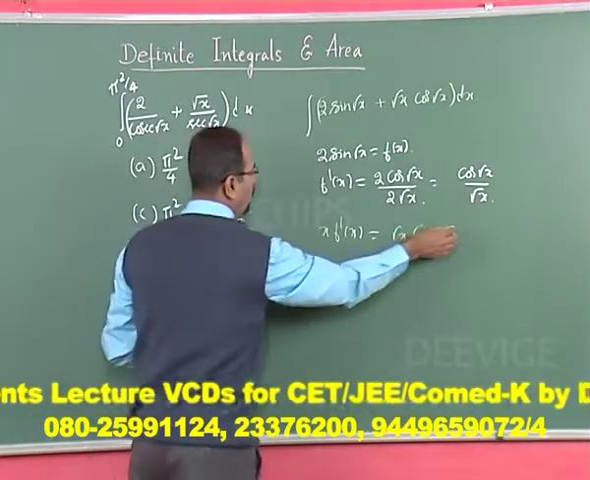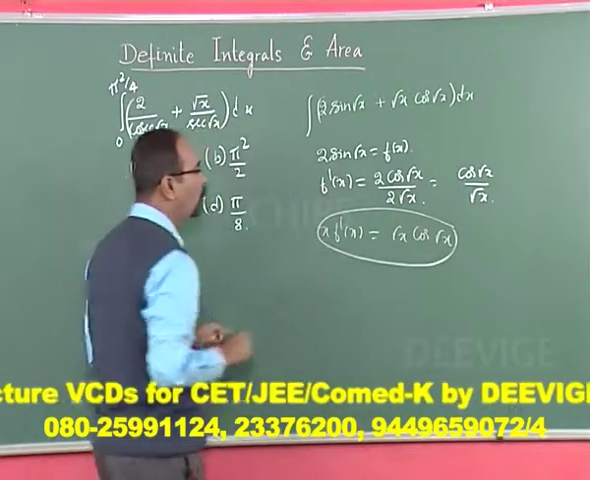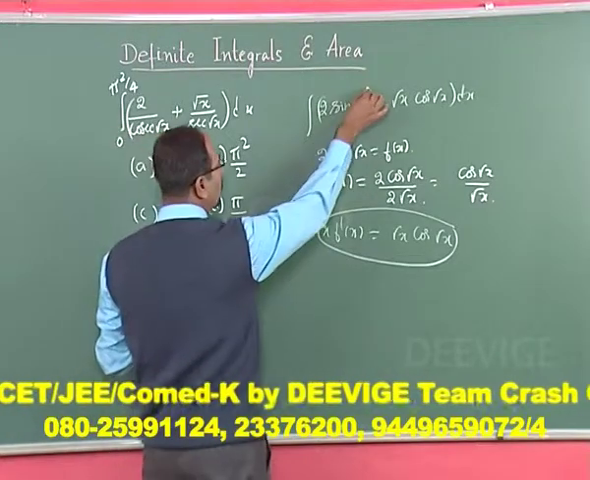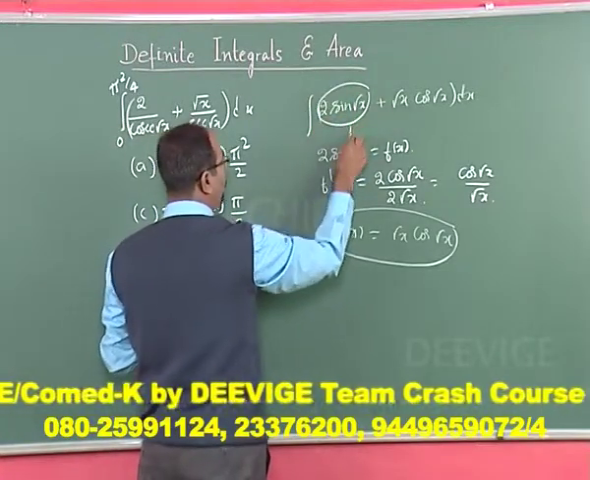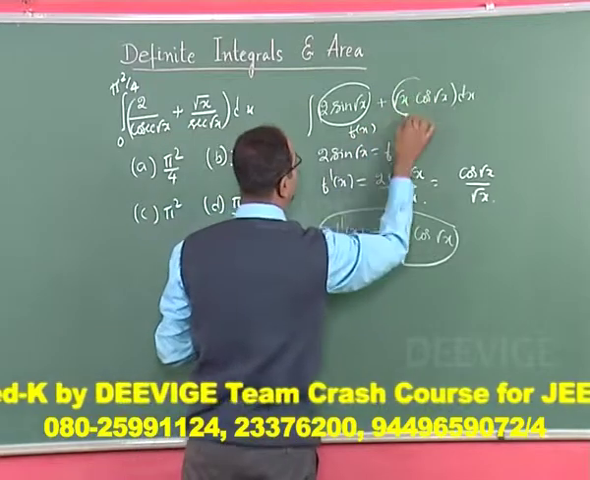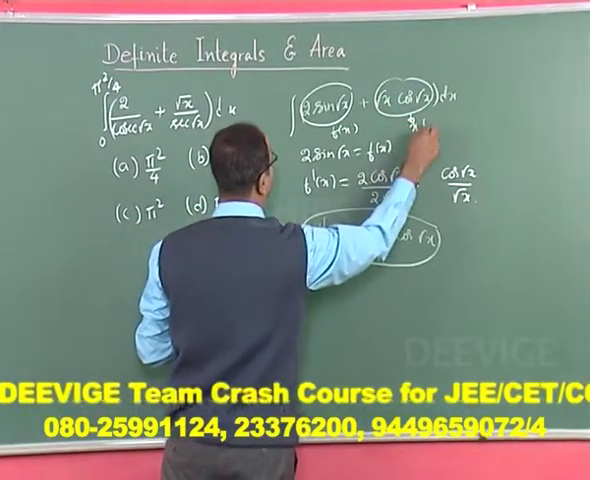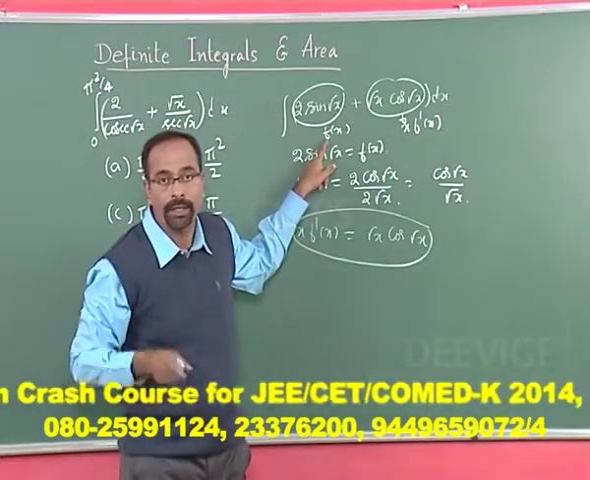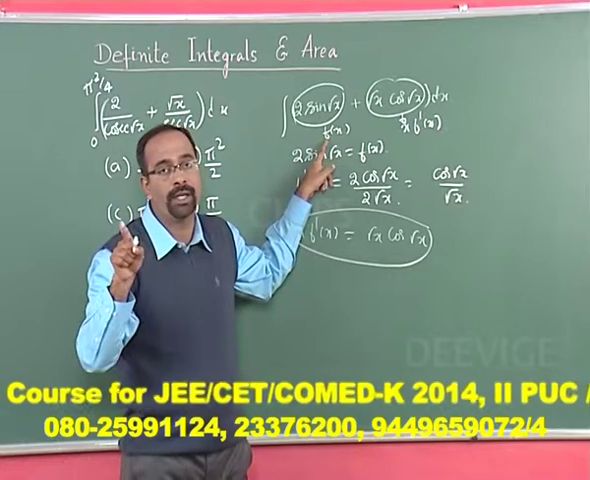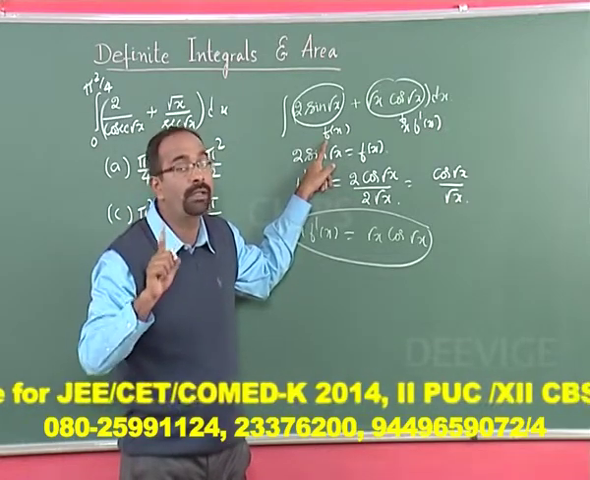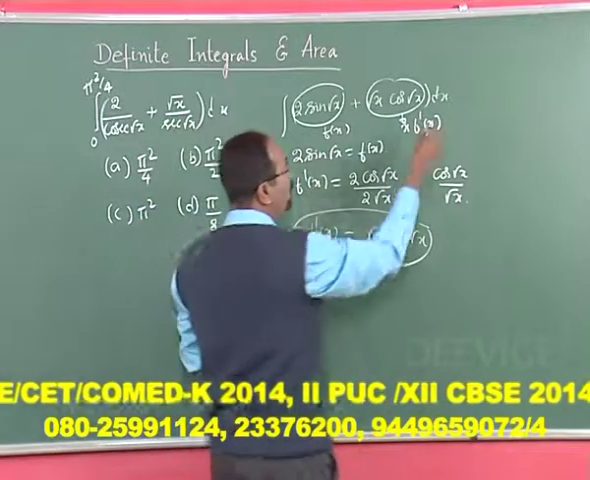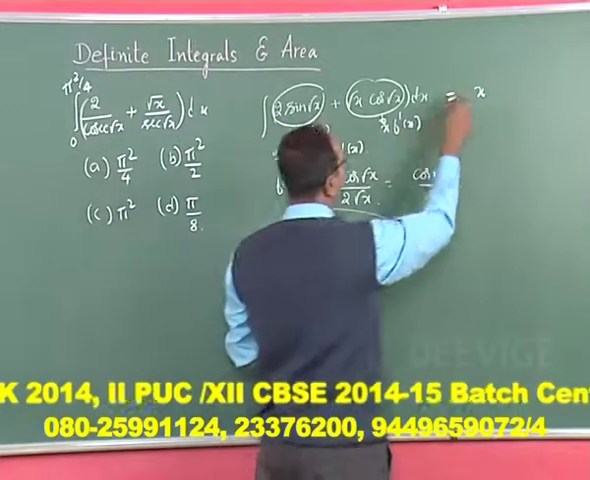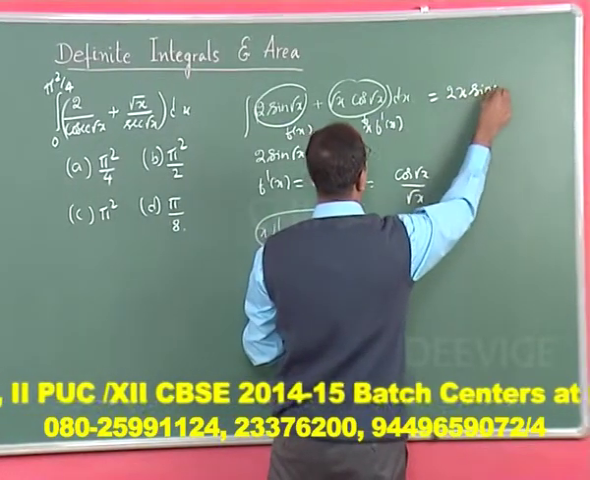Now look at this. X into f dash of x is root x cos root x, and this is 2 sin root x, which is f of x. Now, just now I gave you a new property. What is that? Integral of f of x plus x into f dash of x is nothing but equal to x into f of x. What is x? X. What is f of x? F of x is 2 sin root x.